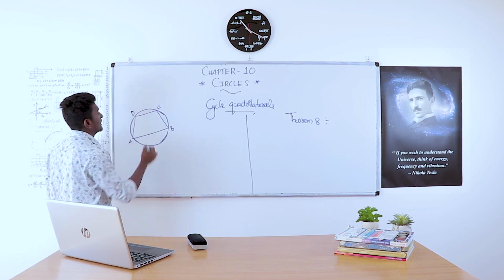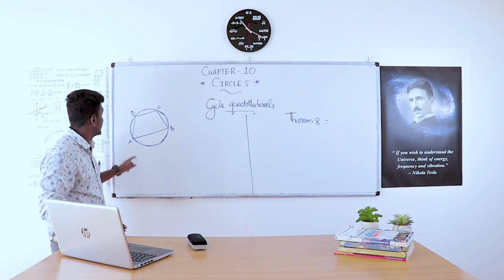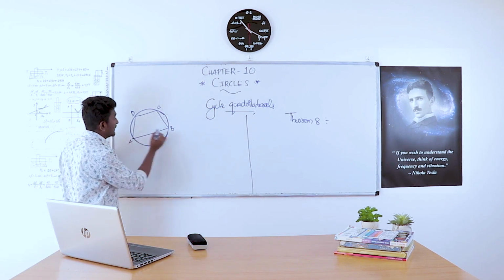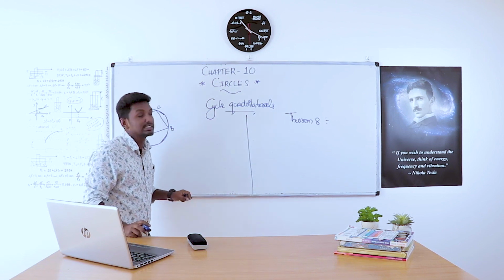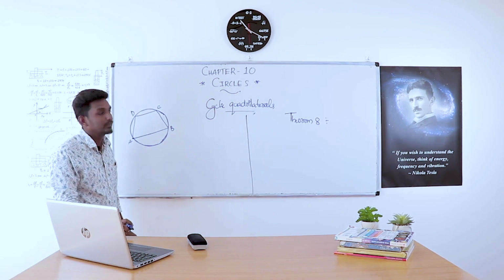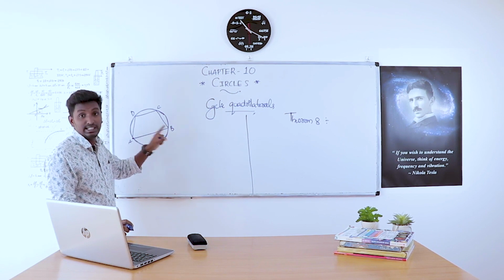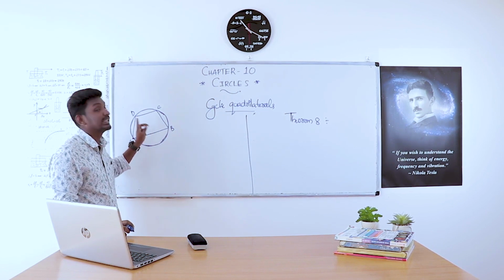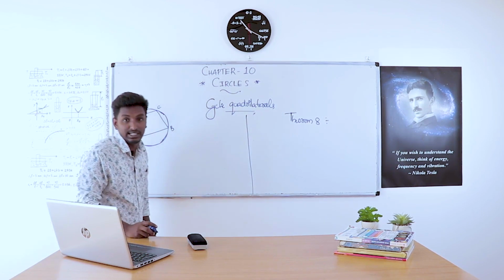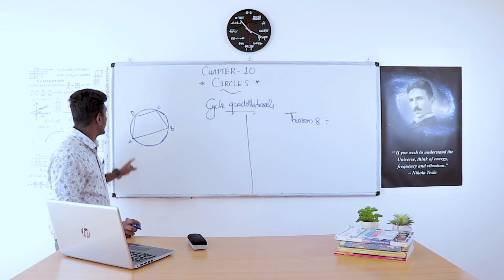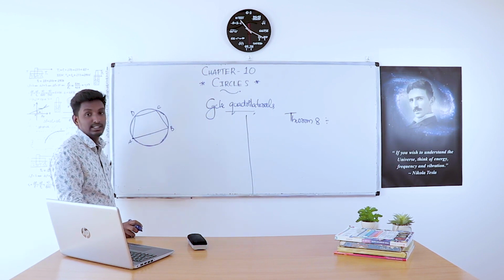Now look at this quadrilateral ABCD. What is the peculiarity of this quadrilateral? All the 4 vertices are on the circle. That means a quadrilateral is cyclic if all the 4 vertices are on a circle. So ABCD is a cyclic quadrilateral because all the 4 vertices A, B, C and D lie on a circle.